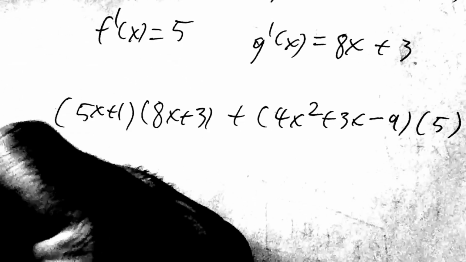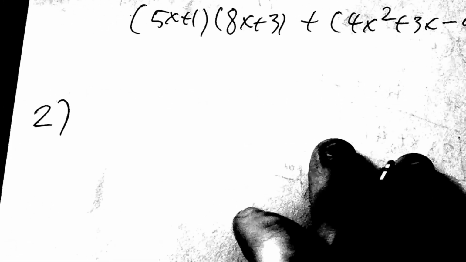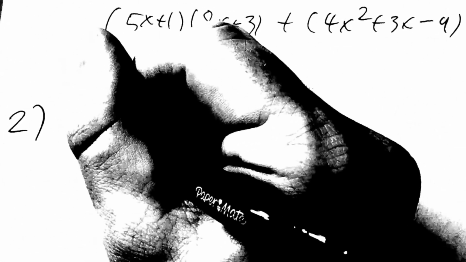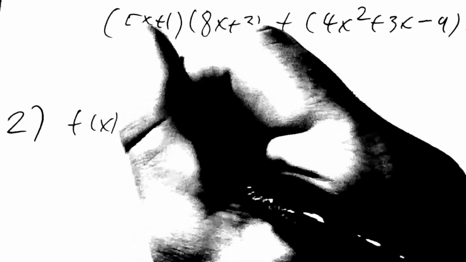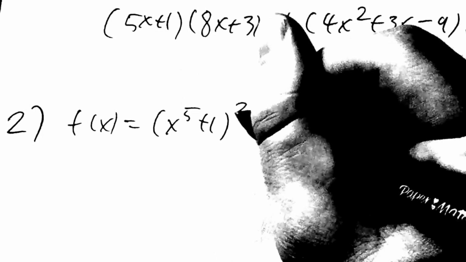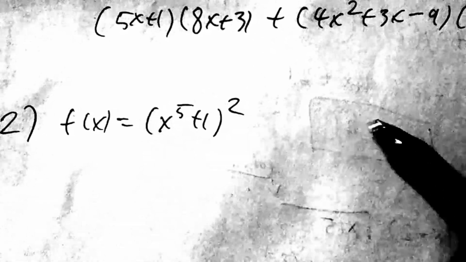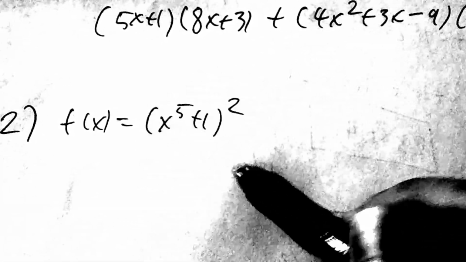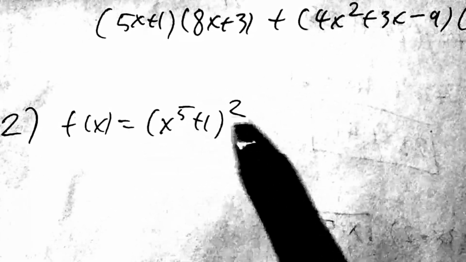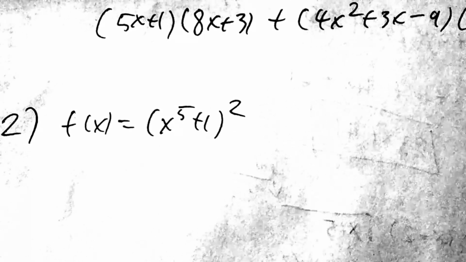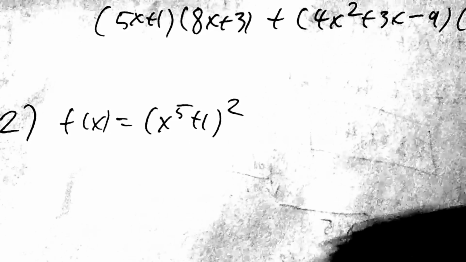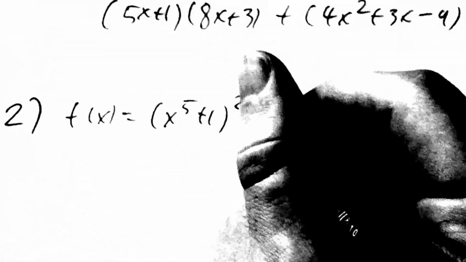2, we are into chain rule. First one, f of x equals x to the 5th plus 1, squared. So we have this out. I know this is chain rule because I have an outside. You could also turn this into a product rule by rewriting it as x to the 5th plus 1 times x to the 5th plus 1. You could do that. But because it's easily identifiable as chain rule, I'm going to do chain rule. So derivative of the outside first.